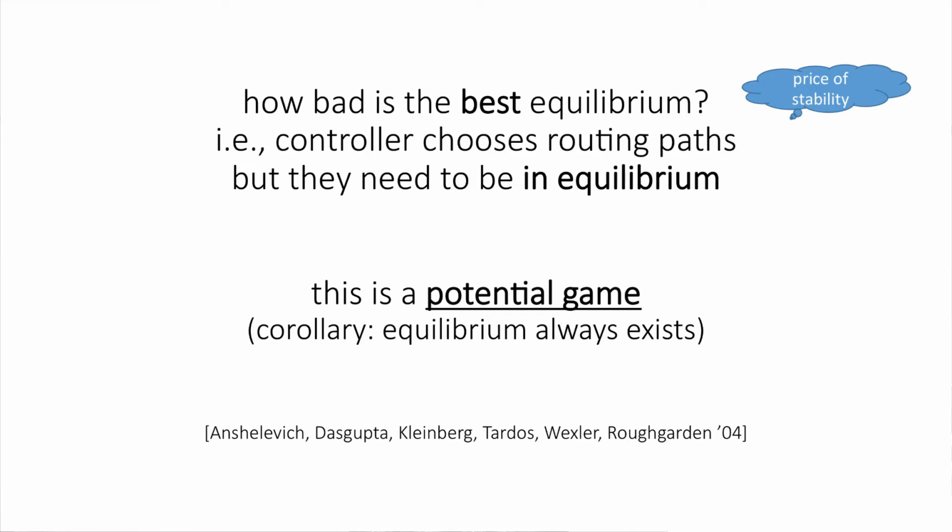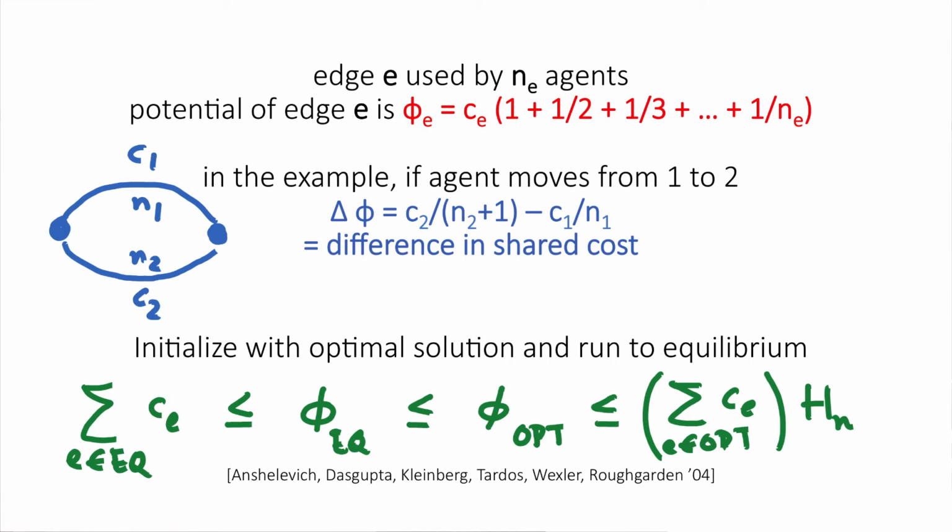So, what is a potential game and how does it apply here? Let us look at it. So, imagine that edge E is used by n sub E agents. Okay. Then we define the potential, which is just a function of edge E, as the cost of the edge times the harmonic number of the harmonic function of n sub E. Okay. It is the sum of these reciprocals till n sub E. So, that is what I define as the potential function of edge E, and the overall potential of a particular state is just the sum of potentials of the individual edges that are being used in the routing.